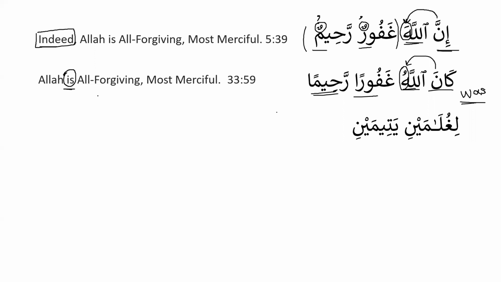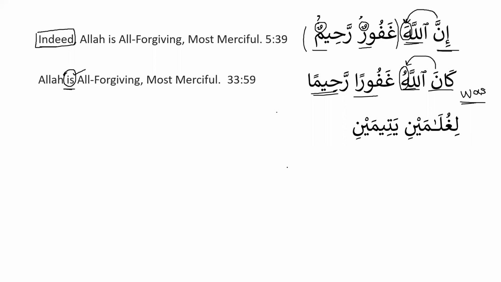Why? Because Allah subhanahu wa ta'ala was, he is, and he will be. وَيَبْقَى وَجْهُ رَبِّكَ ذِي الْجَلَالِ وَالْإِكْرَامِ. So Allah subhanahu wa ta'ala was, is, and will be. That's why when it is kana with Allah subhanahu wa ta'ala or with lafz al-jalala, it is translated as is. But other than that, it will be translated as was. Okay. لِغُلَامَيْنِ يَتِيمَيْنِ.